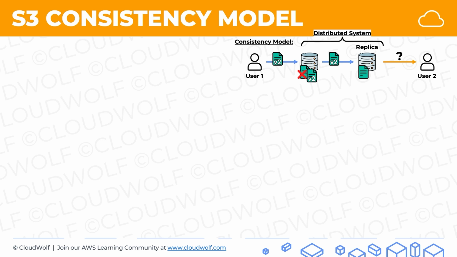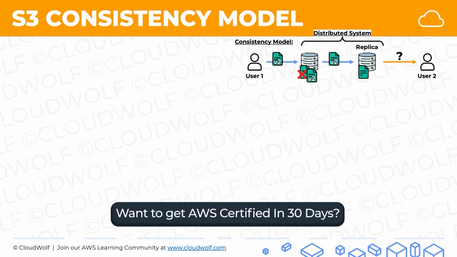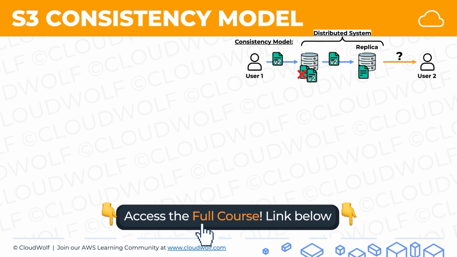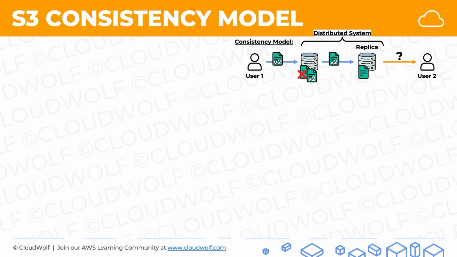And the question is, what will they get? Will they get the original file, version 1, or will the replica wait a little bit until the file is updated and give them version 2? So what will the user get, version 1 or version 2, if it happens that they're accessing it in exactly that time when it's being updated to version 2? So that's the problem that consistency models are created to solve. And there's two main ways that they go about it.